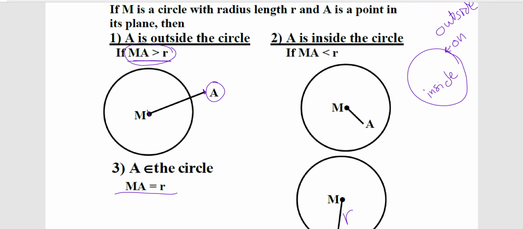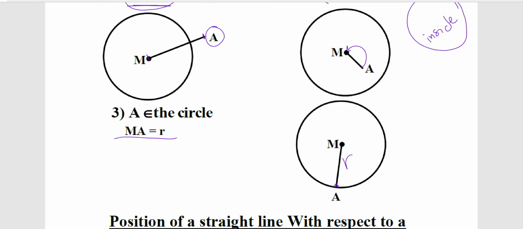It means that the distance between this point and the center of the circle is less than or equal to the radius length. Why equal? Because this point can be the center of the circle.